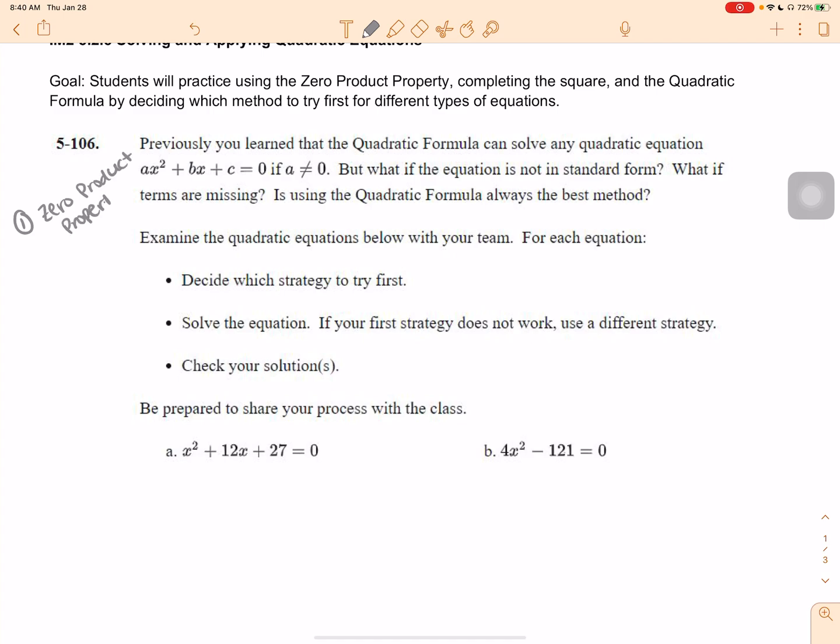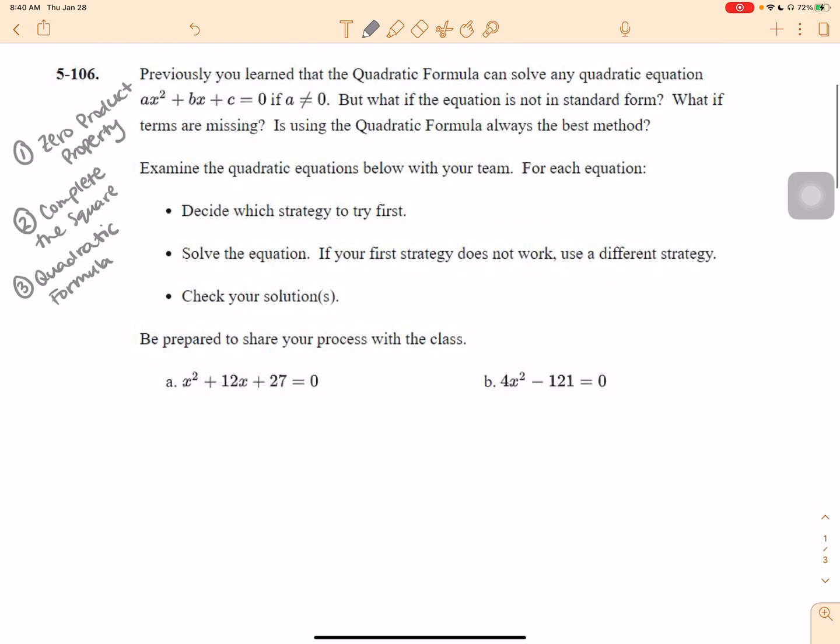So the zero product property allows us to solve for the x-intercepts once we have them separated into two factors. We also know how to complete the square and solve for x. And now we also know how to use the quadratic formula to solve for x. Okay, so here, first we're going to decide which strategy to use, and then we will solve the equation.